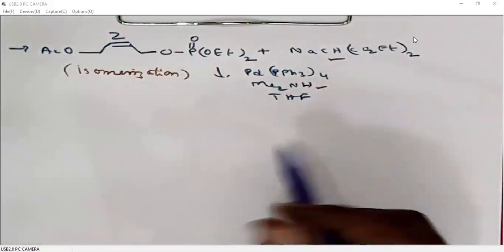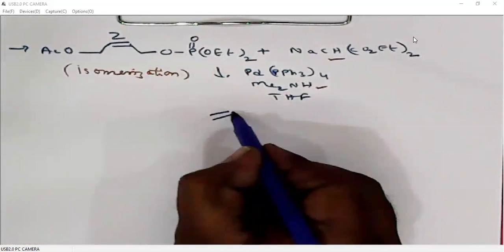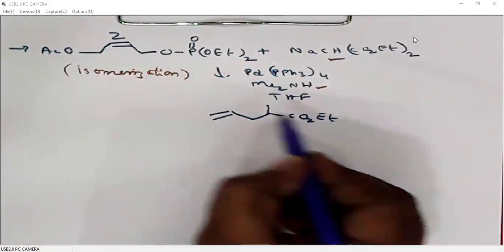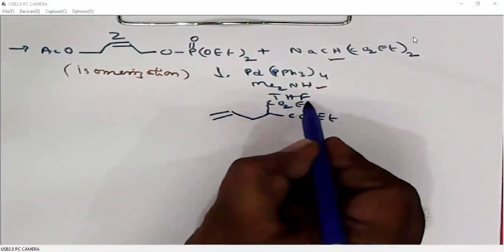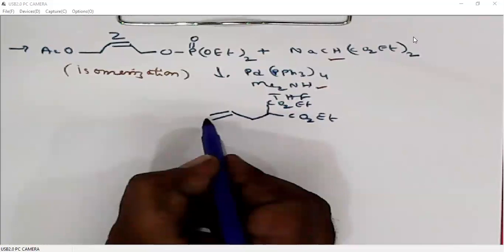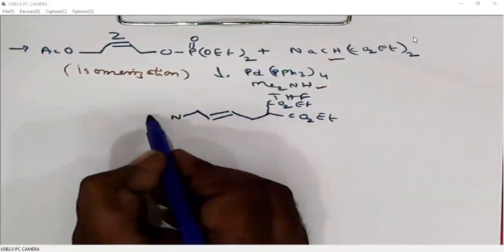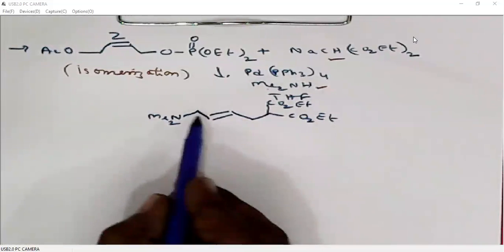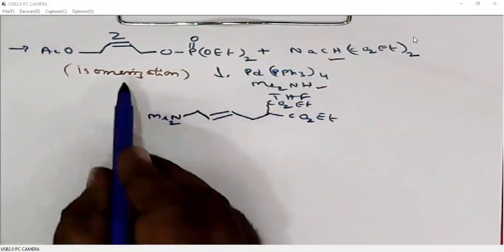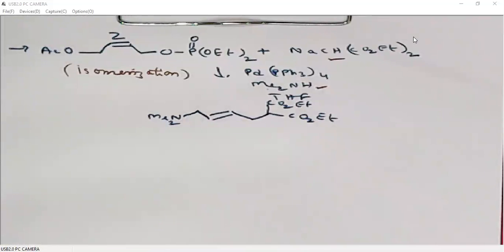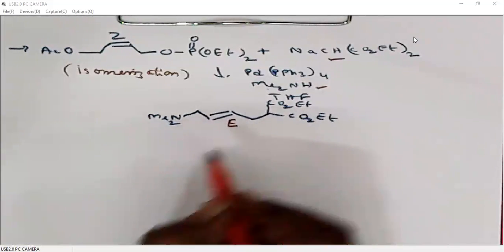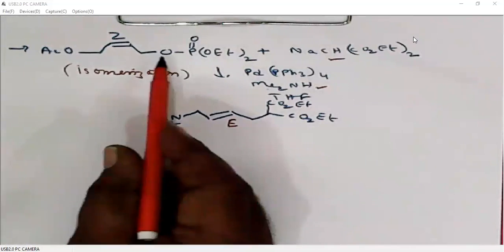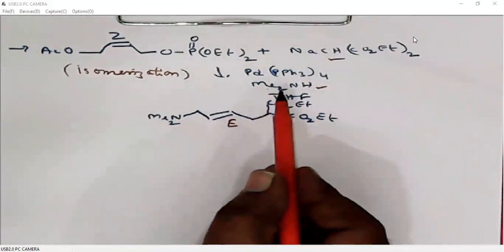So the product is: on one side we have the coupled malonate, on the other side we have the coupled anion of dimethylamine. So both sides we have coupled, and the double bond is isomerized to the E double bond. So this is also possible. So we have coupled two nucleophiles at the same time.